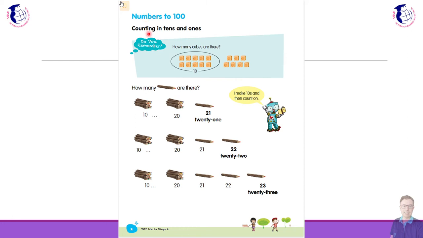So do you remember last year? You counted in cubes and then you grouped them in sets of 10. Once you got 10, you group them, then you count your individual cubes afterwards. So, same thing here, except we're going to apply it to pencils. So how many pencils are there? So we're counting in tens here. So 10, 20, and 21.